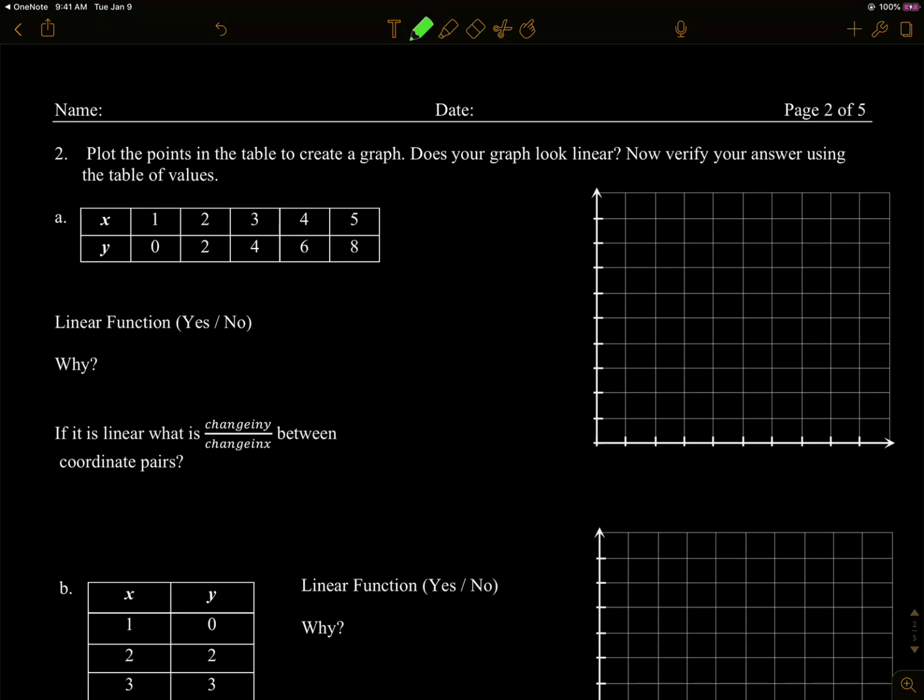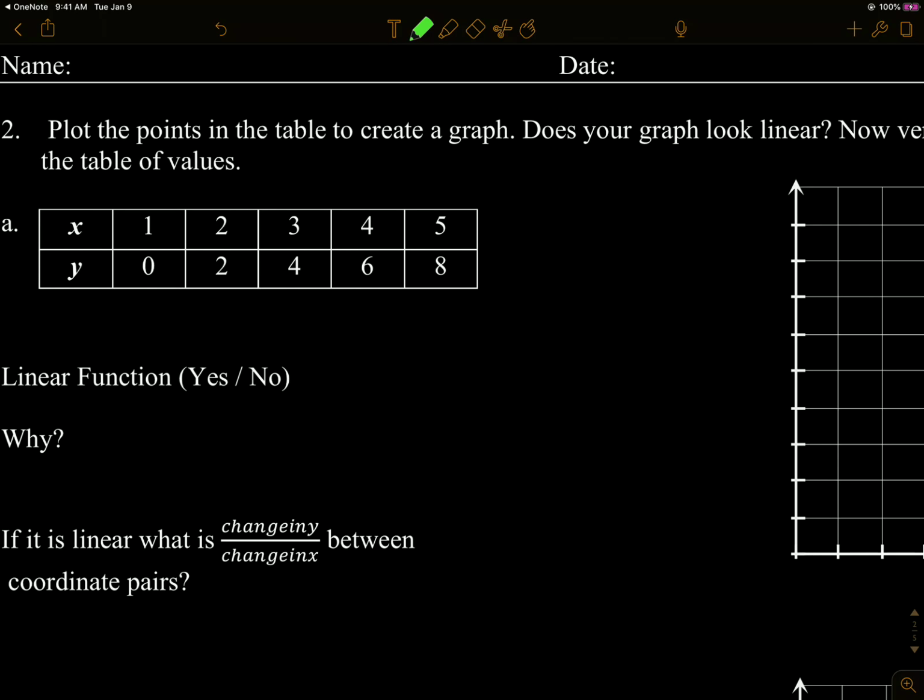They ask us to plot the points in the table to create a graph. We want to decide if it's linear and then verify using the table. I'm going to go backwards. Let's do the table first. So we've got to check our change in x on every step. It looks like it goes up 1, up 1, up 1, and up 1. So the change in x was constant.